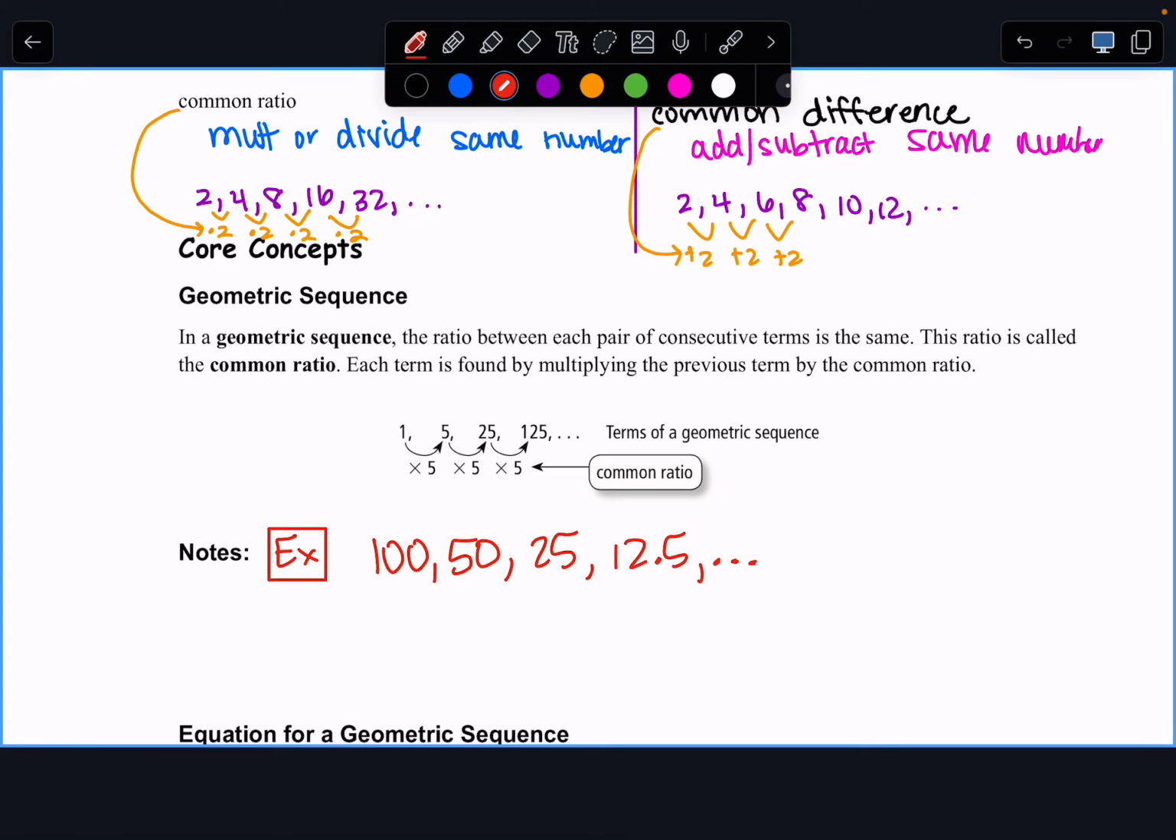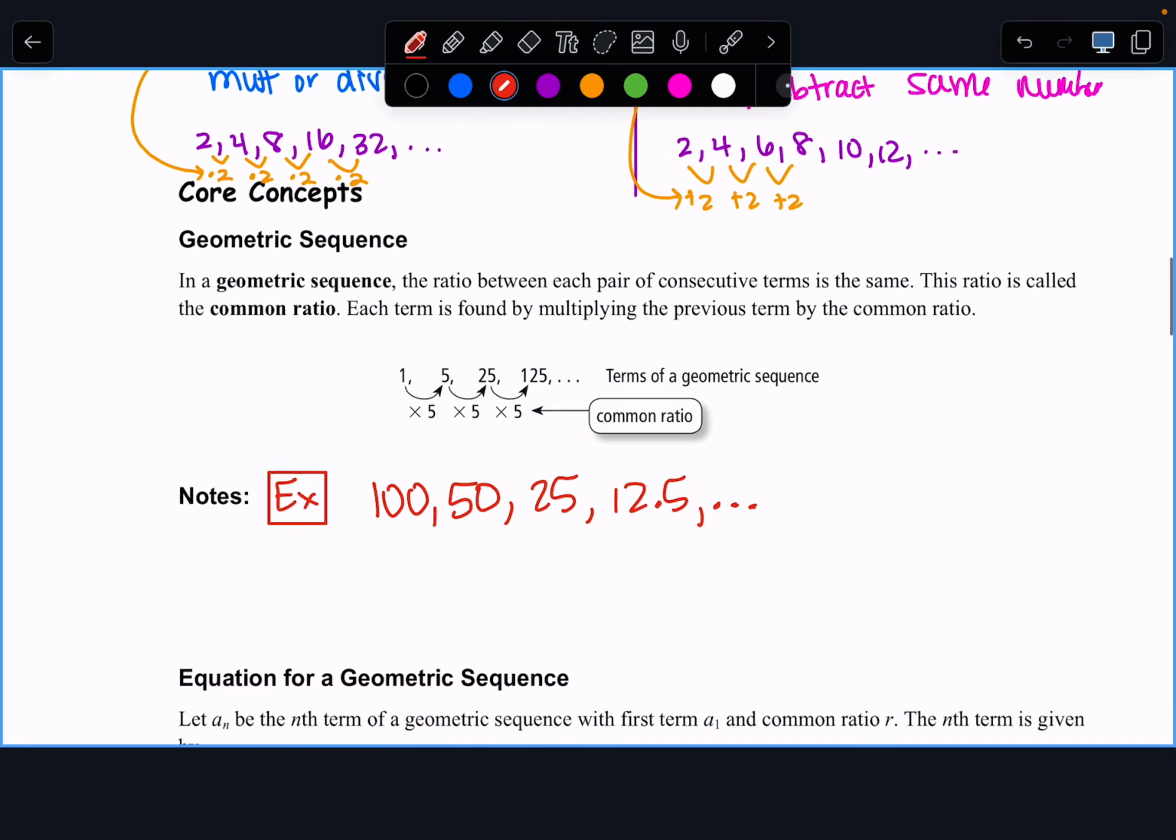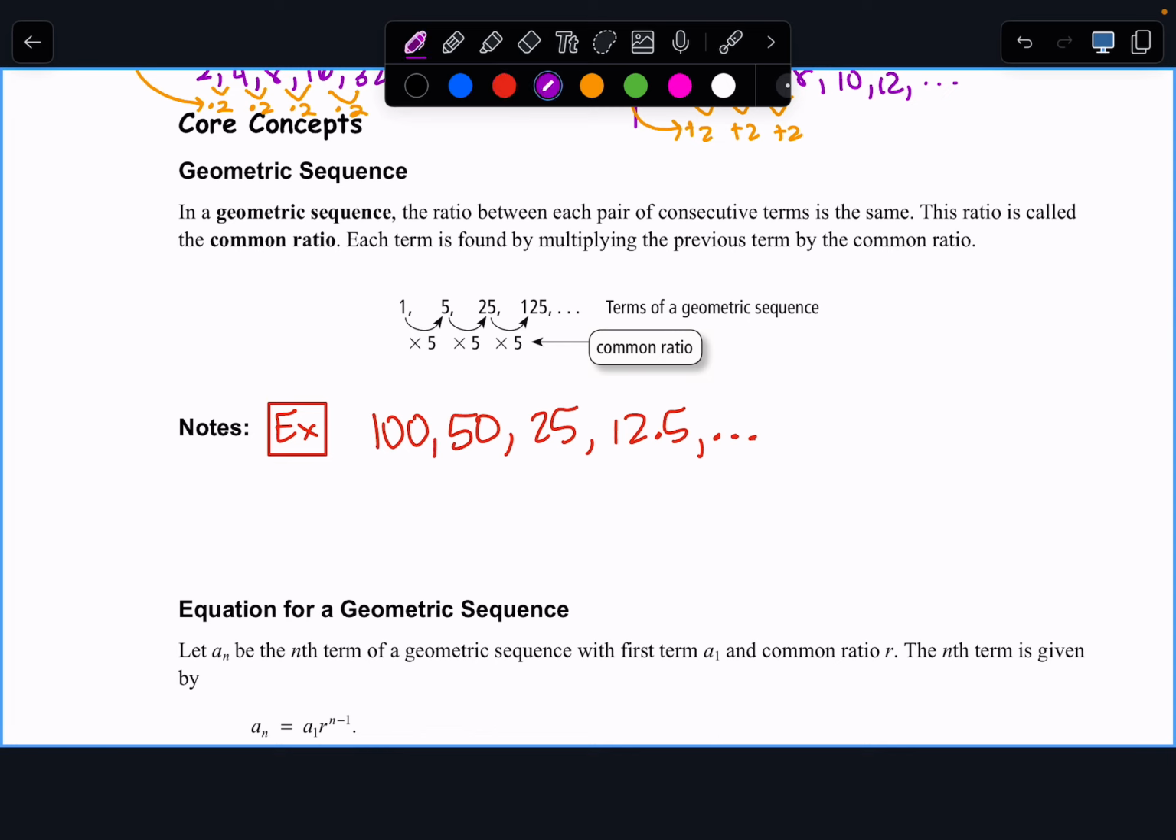All right, what's happening? We're dividing by 2. Okay? So we look at that as dividing by 2. What I want you to write is that we're multiplying by 1/2. So our common ratio, we would say, is 1/2, because multiplying by 1/2 is like dividing by 2. Okay.